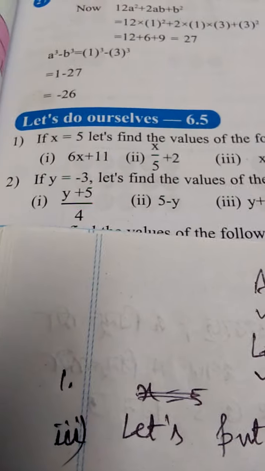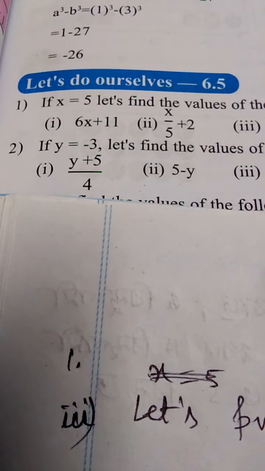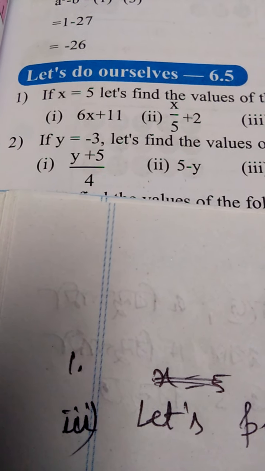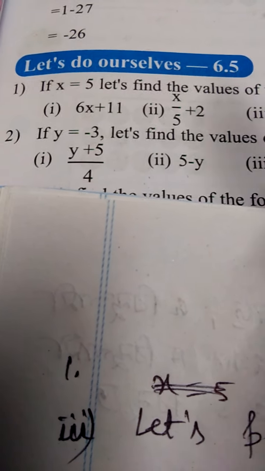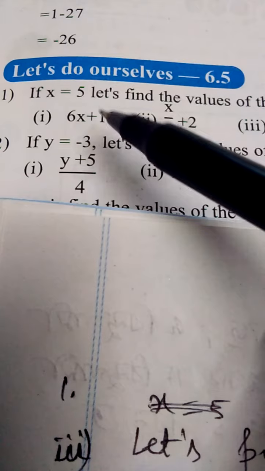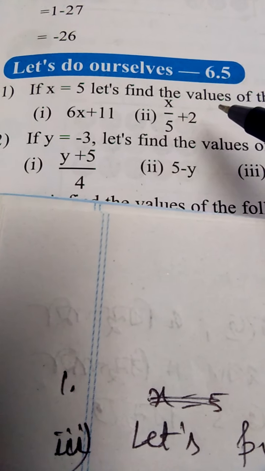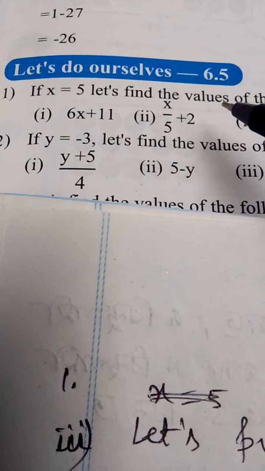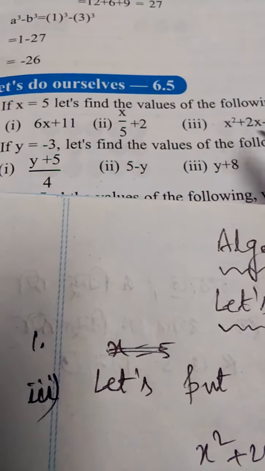Dear students, in the last class, I have completed 6.2. Now, let us do 6.5 ourselves. Here, the value of the variable x or y is given, and we have to find the values of the following algebraic expressions.